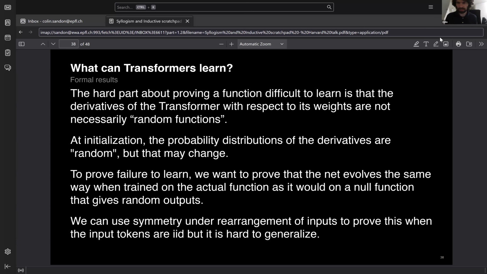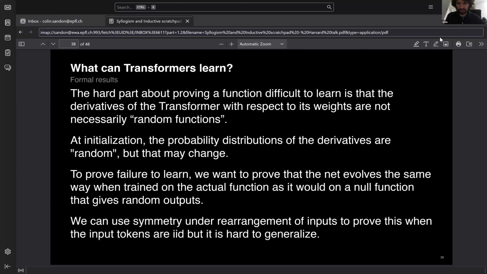Our best plan for dealing with this is to argue that as long as the functions are sufficiently random, the weights will evolve in essentially the same way when trained on their actual function as they would if trained on a function where we just gave everything a random output. So to the degree that the net's behavior remains sufficiently random when trained on that function, we can then argue that the derivatives will remain sufficiently disorganized that we'll fail to learn.